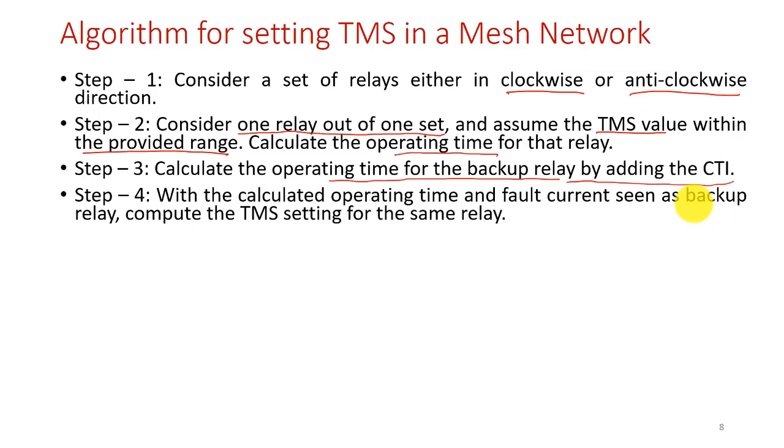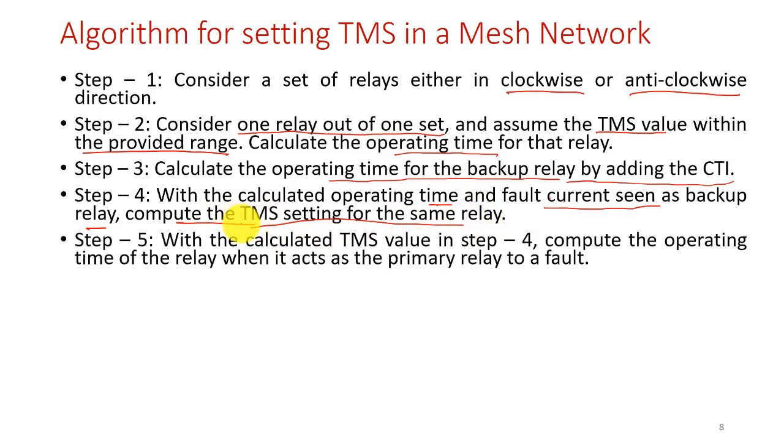Then in step 4, with the calculated operating time and fault current seen by the backup relay, compute the TMS setting for the same relay. Now the operating time of the backup relay we know, and the fault current seen by the backup relay we know, and we can compute the TMS using those standard equations for that backup relay.